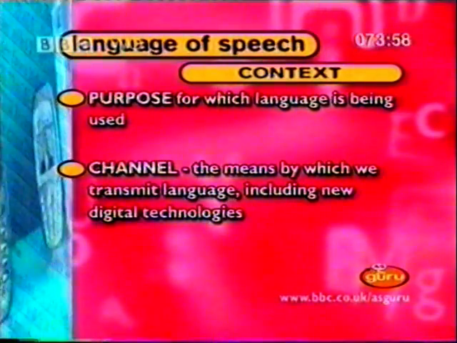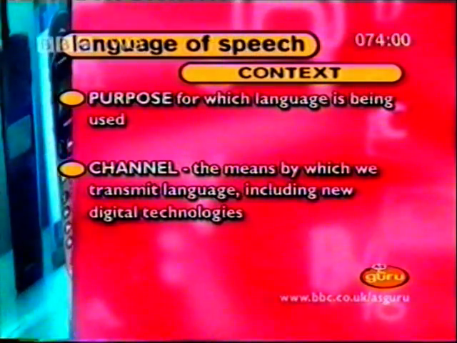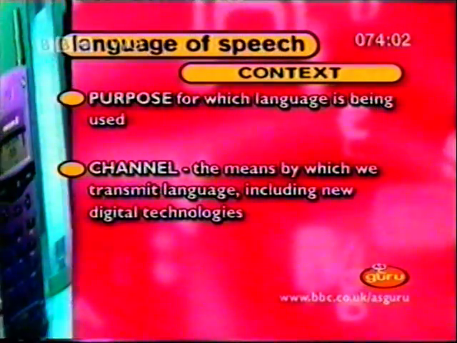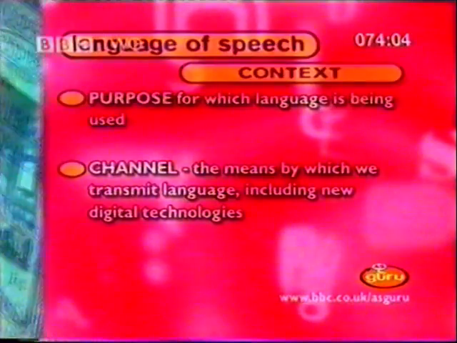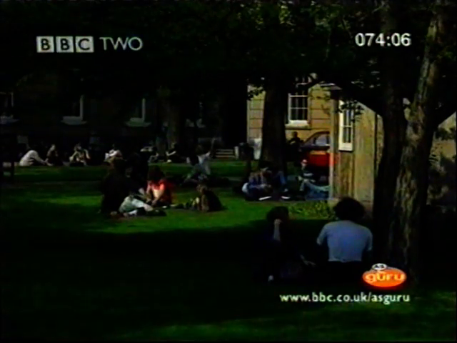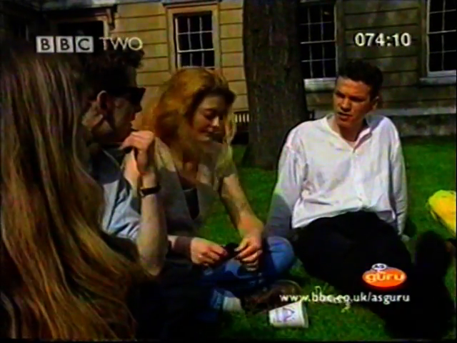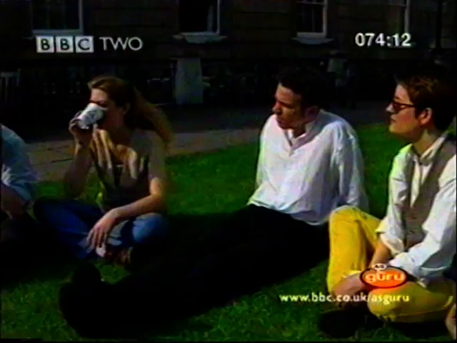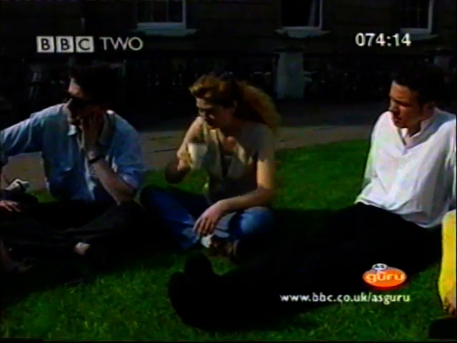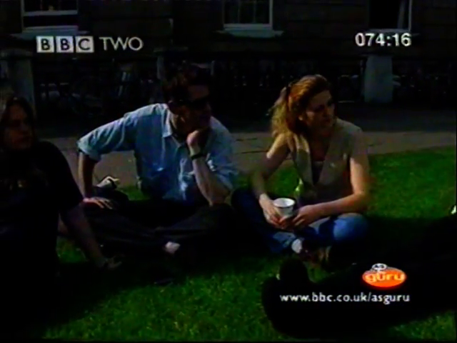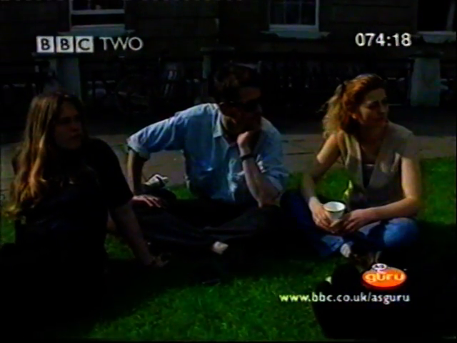That is, the means by which we transmit the language, including the new types of communication and text made possible by digital technology. What we're going to do is look at a number of spoken texts, using these 4 aspects of context to describe what happens in the language of speech. Something you need to be able to do in AS English language or language and literature.